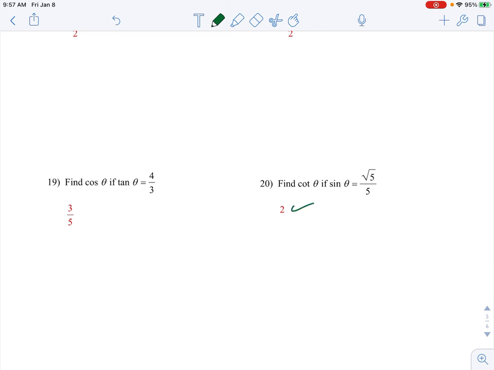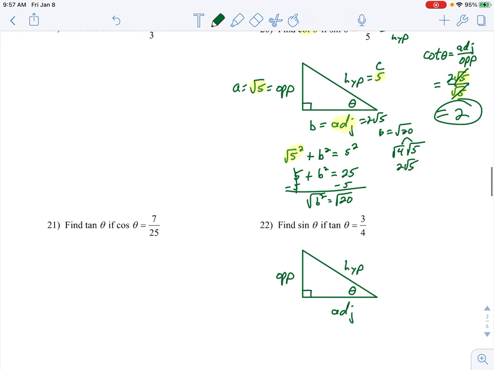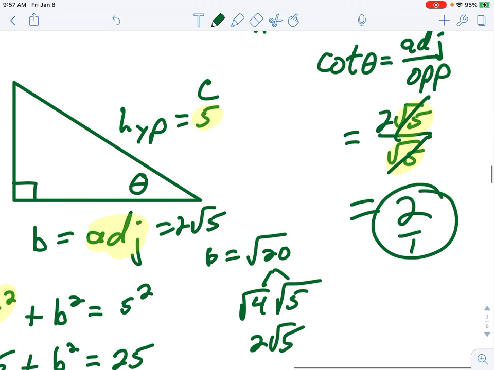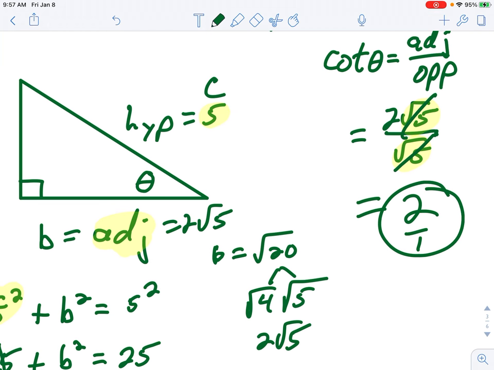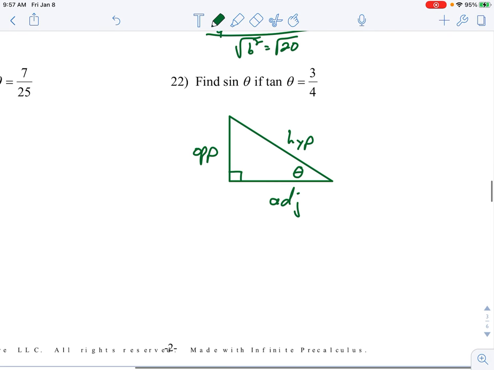Indeed it is. Now, you could argue, well, a trig function is supposed to be a ratio, and that's a whole number. So I guess if you wanted to, you could call it 2 over 1. So you got your adjacent over opposite. But frankly, even in trig, even though they're known to be ratios, if you get a whole number, you just call it a whole number. All right, last one, number 22.